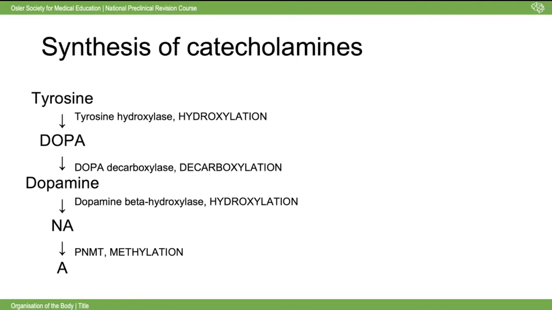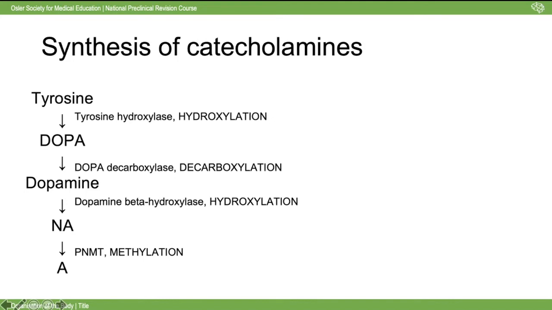So this is a diagram just showing the synthesis of catecholamines, and I'd really recommend learning this for exams because it saves you so much time if you can just produce this diagram instead of writing out every single step. It's also quite easy to remember if you just remember the four chemical reactions that happen. So you have hydroxylation, decarboxylation, another hydroxylation, and methylation. And if you can remember those four things, then the names of the enzymes are quite self-explanatory as well.